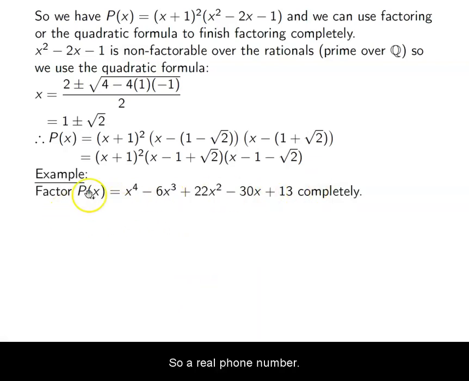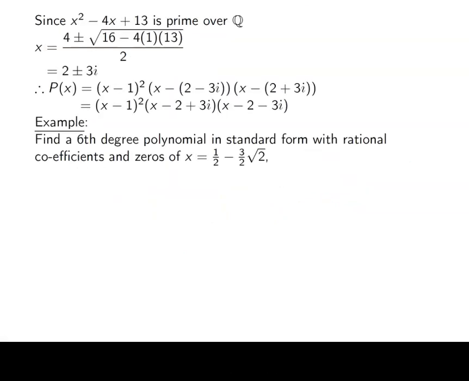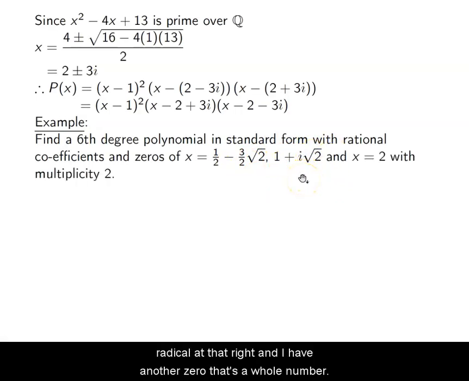So a real polynomial as a polynomial, right? And the restrictions are that it has to have rational coefficients. So again, what that means is that any zeros that pop up, complex or radical, their conjugates have to be there as well, right? So let's say that this is 1, 0, right? A radical. I have another zero here that is a complex and a radical at that, right? And I have another zero that's a whole number that has multiplicity of 2.